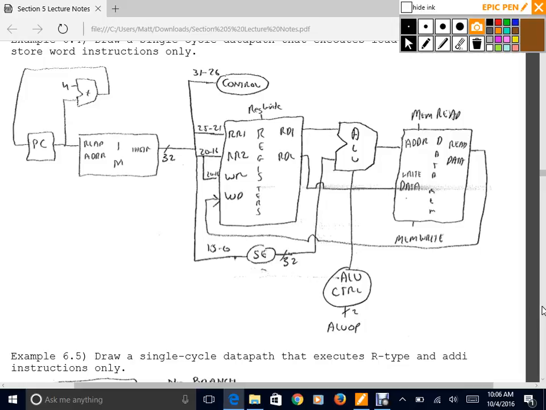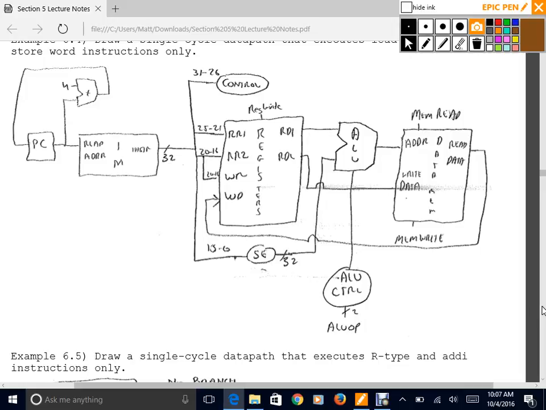So now we have 25 to 21. Where does that go? Looking at this right here. Yeah, it always goes to read register 1. See how they're both going to the same place? So you have to make those decisions about it going to the same place. So 25 to 21 goes to read register 1. What about 20 to 16?